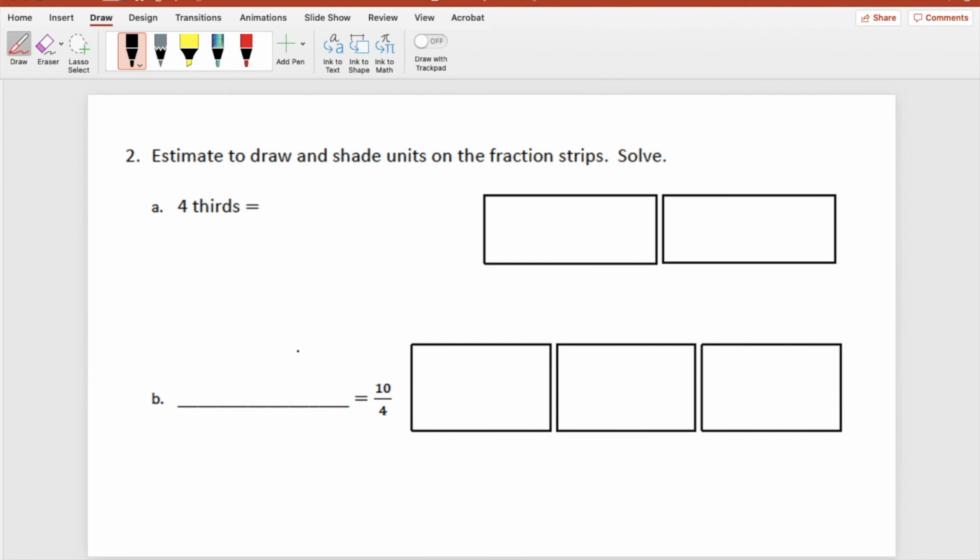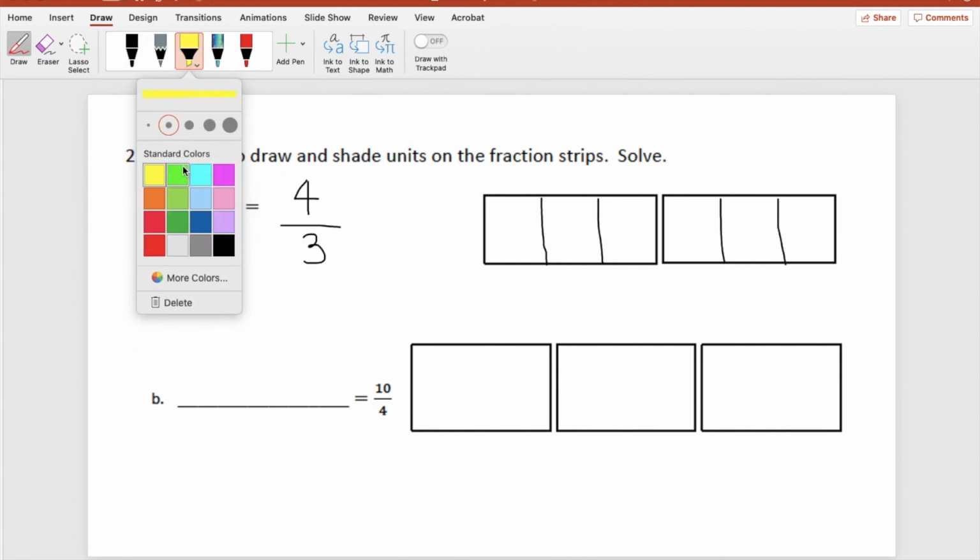Okay, we're going to do some more estimating and drawing fraction strips. Here we go. 4 thirds. First, I'm going to write the fraction. My numerator is 4. My denominator is 3. Cutting into thirds is always hard for me. I'm going to do my best to make 3 even pieces for both fraction strips.